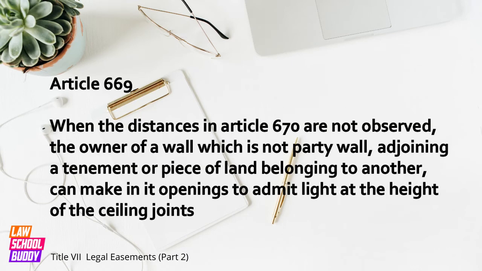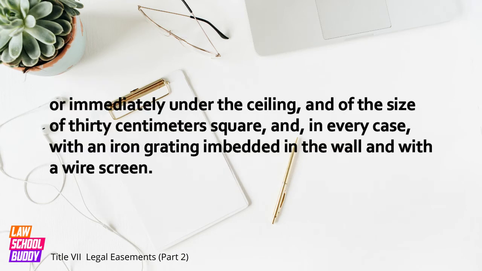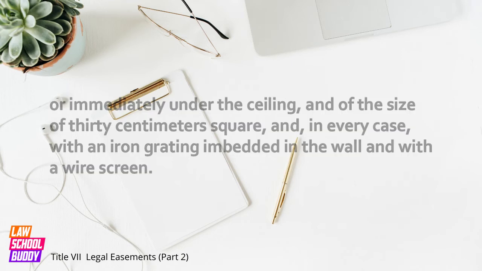Article 669. When the distances in Article 670 are not observed, the owner of a wall which is not a party wall, adjoining a tenement or piece of land belonging to another, can make in it openings to admit light, at the height of the ceiling joints, or immediately under the ceiling, and of the size of 30 centimeters square, and in every case, with an iron grating embedded in the wall, and with a wire screen.